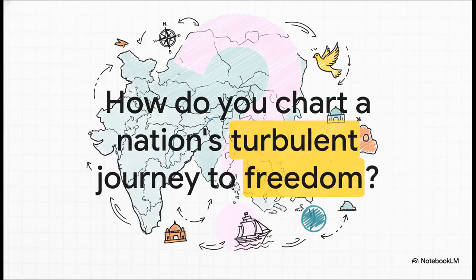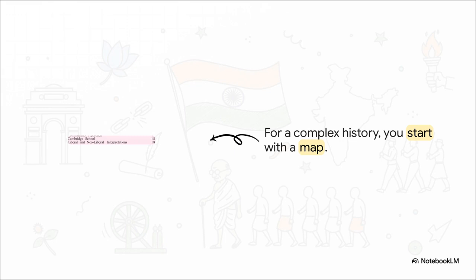And that really is the big question, isn't it? How do you possibly make sense of centuries of change, of conflict, of this incredible transformation without just getting totally lost in all the names and dates? Well, when you're trying to navigate a huge, unfamiliar territory, you start with a map. Simple as that. And for our purposes here, our map is going to be the table of contents from a fantastic book, Rajiv Ahir's A Brief History of Modern India.